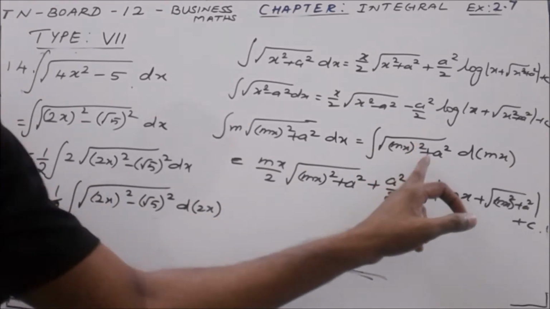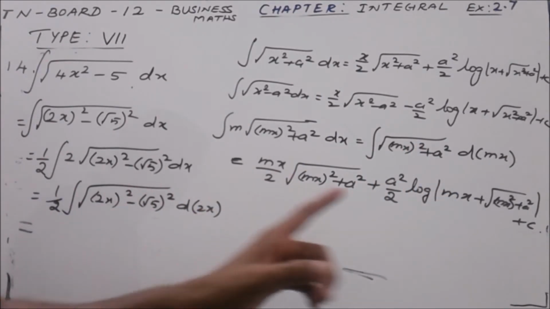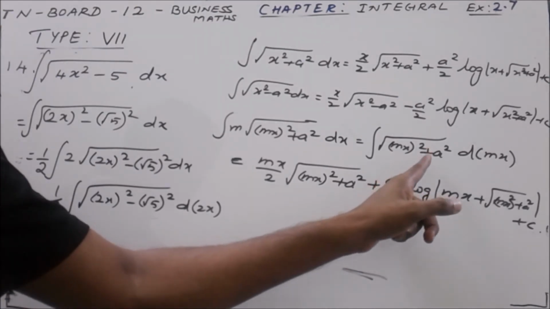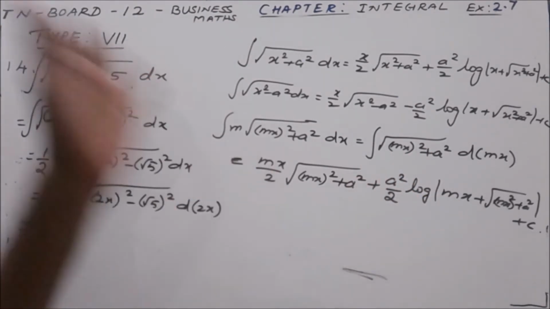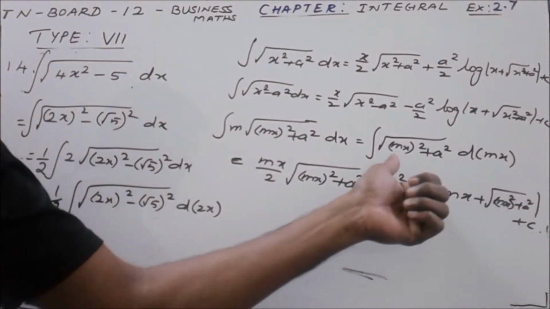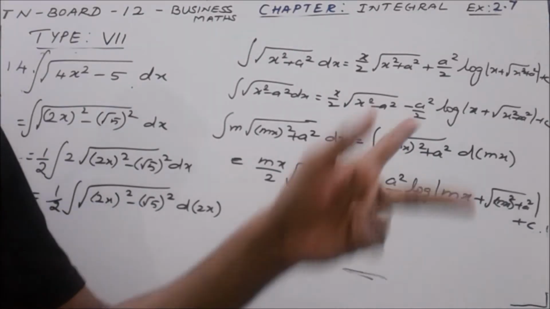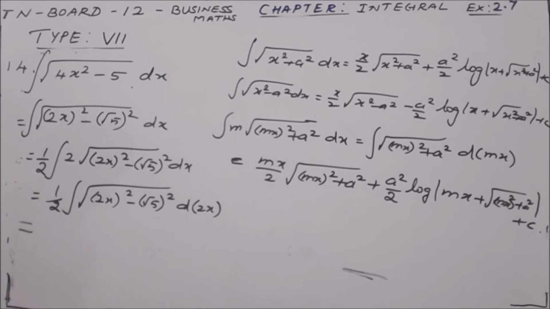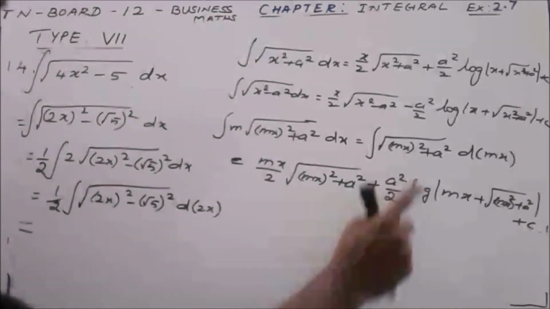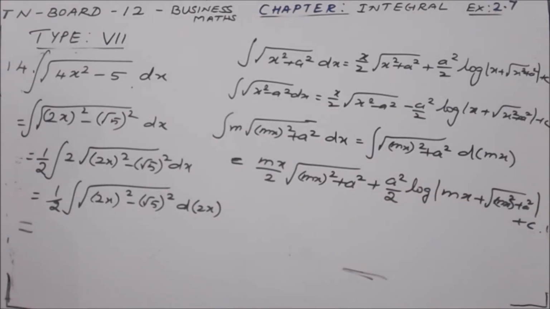But here we have plus, here we have minus. There is no change in it, a small change by using these two formulas. If minus appears here, the a² by 2 becomes negative, that's all. So same formula, just changing minus as plus or plus as minus, we can derive another formula. Here a² plus means we have minus a² by 2. No change in the other terms.